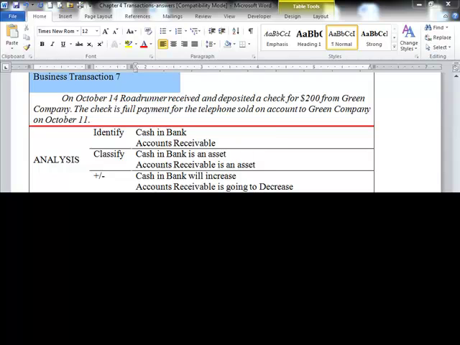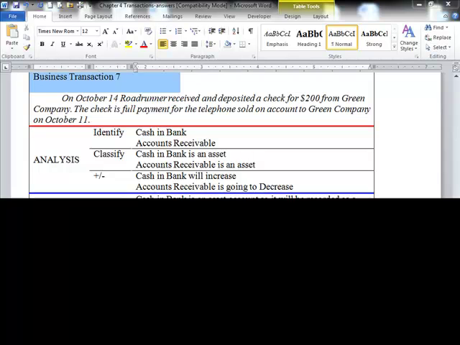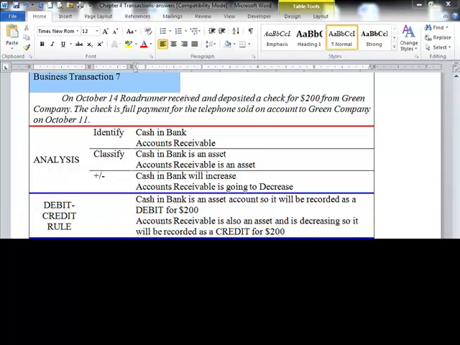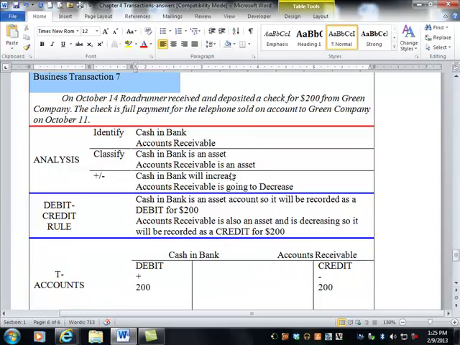Let's go ahead and do the debit credit rule for these transactions. An increase in the asset account, such as cash and bank, is going to be debited for $200, placed on the left side of the T account. A decrease in an asset account, in this case a decrease in accounts receivable, is going to be on the right side or the credit side. Take a look at the T accounts and go ahead and fill those in, where you see that cash and bank has been debited for $200 and accounts receivable credited for $200.